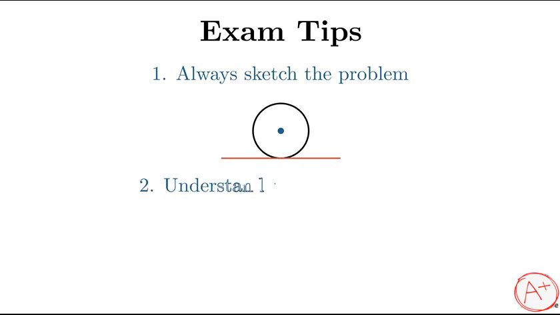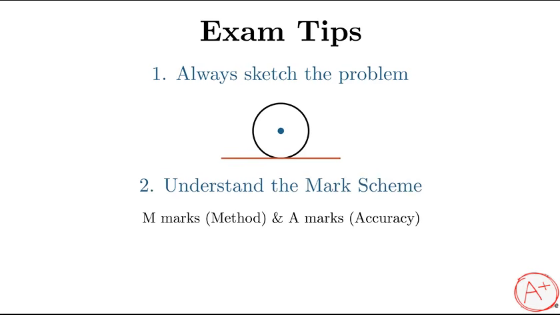Second, understand the mark scheme. Examiners award M marks for method and A marks for accuracy. Even if you make an arithmetic error, you can still gain full method marks if you clearly show a valid strategy, such as completing the square or using the perpendicular distance formula.